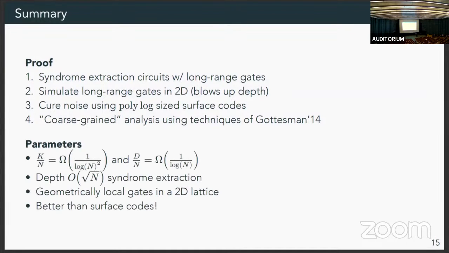And here are our parameters. The one thing I want to say about this is that, to my knowledge, this is the first time that the surface code has been beaten in the geometrically local setting. So that's pretty nice.